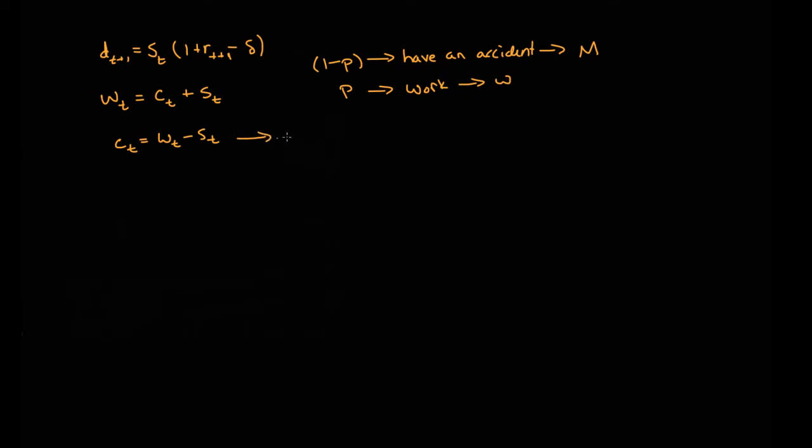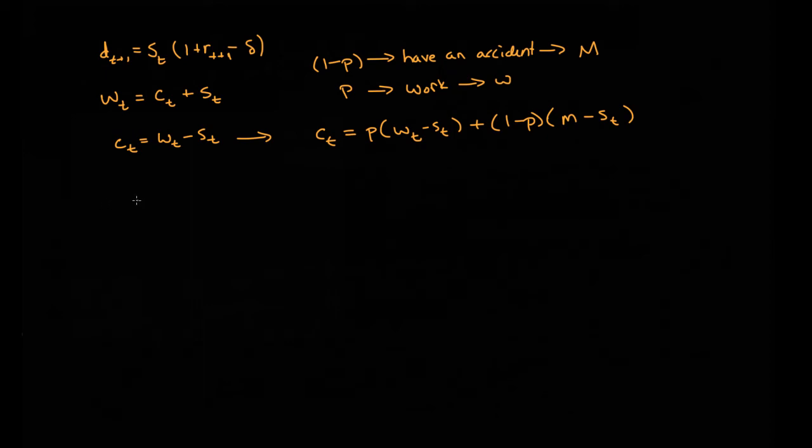So we have two possibilities. Our consumption is either going to be, with probability p, that everything's fine and we get our W t minus S t, or with probability 1 minus p, we'll have an accident. And then instead of earning the W t, we'll earn M, and we'll still have to save for old age. So that's going to be our consumption, or our budget constraint in period 1 when we're young.